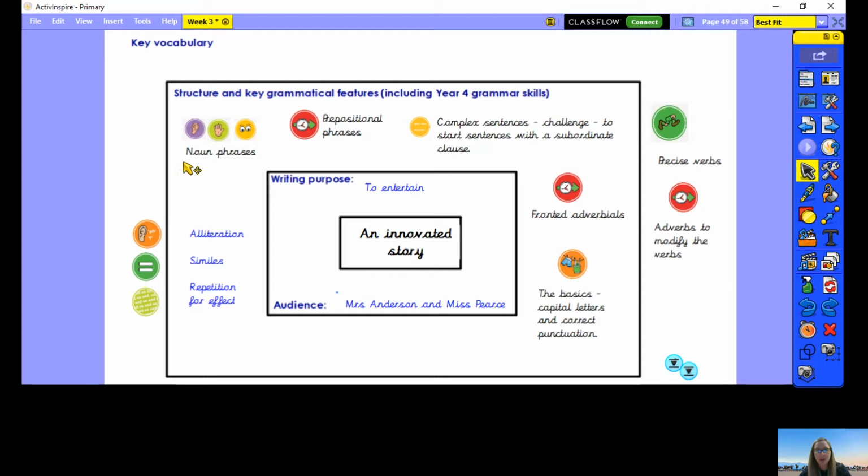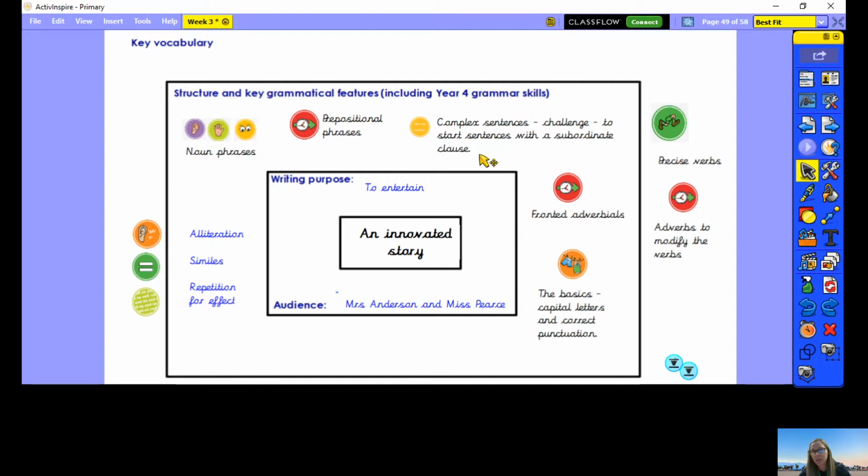So we're looking for those wonderful noun phrases to describe what you can see, what you might be able to hear, what you might be able to touch. All of those noun phrases that you can use in your writing to make it more exciting. Prepositional phrases: we're looking for words that describe the position of perhaps the characters in your story, how they're moving.